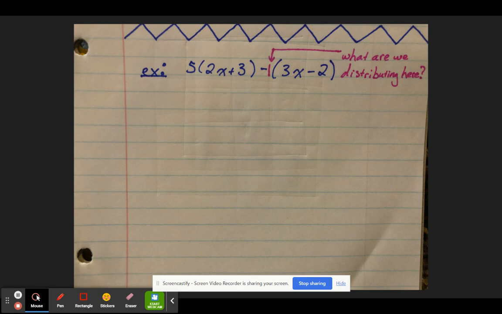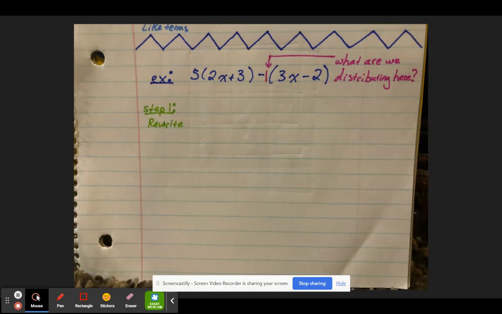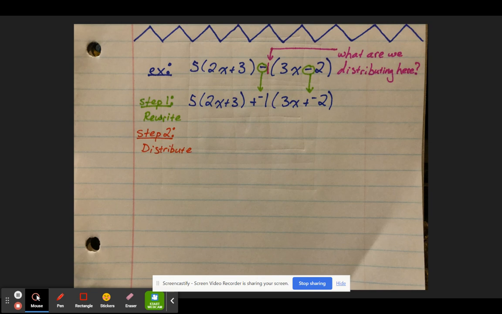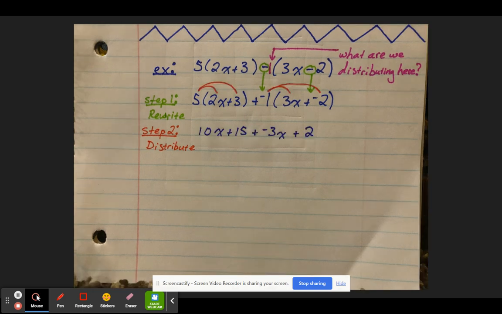So it's 5 times (2x plus 3) minus 1 times (3x minus 2). Then we're going to rewrite the subtractions as addition. So that minus 1 became plus negative 1, and the minus 2 in parentheses becomes plus negative 2. So the problem is now 5 times (2x plus 3) plus negative 1 times (3x plus negative 2). And now we're ready to distribute.